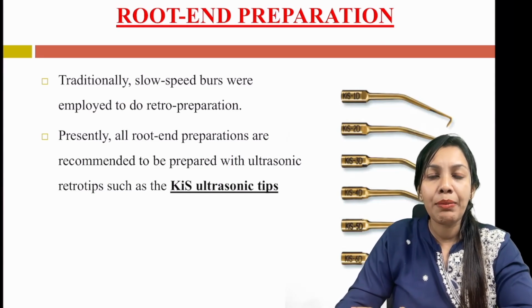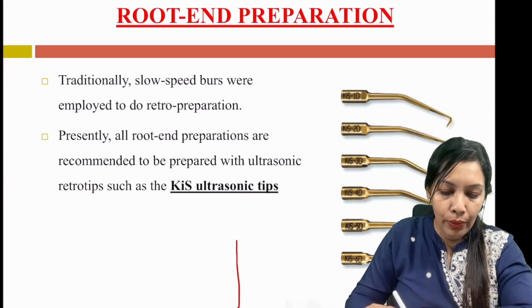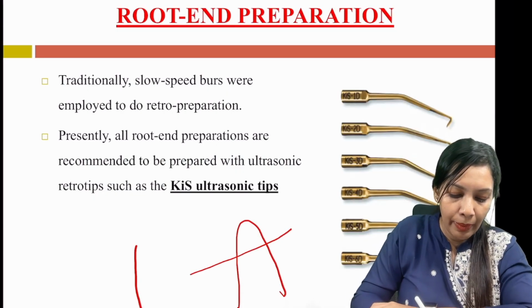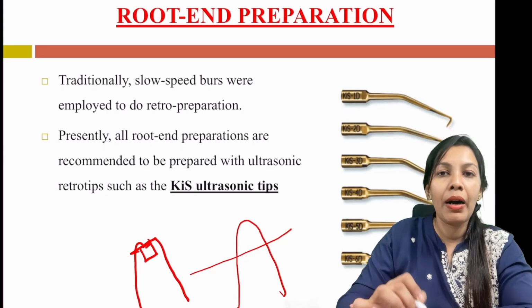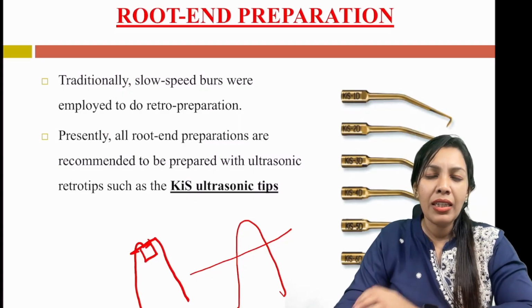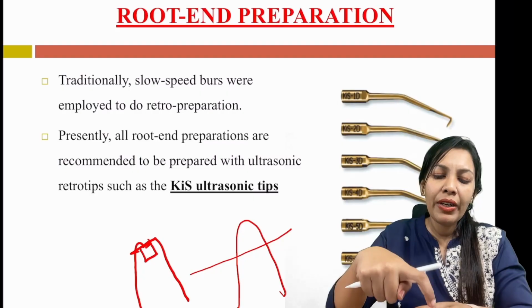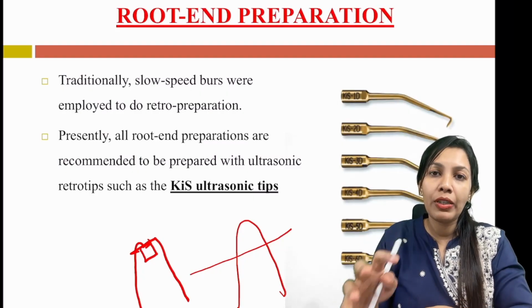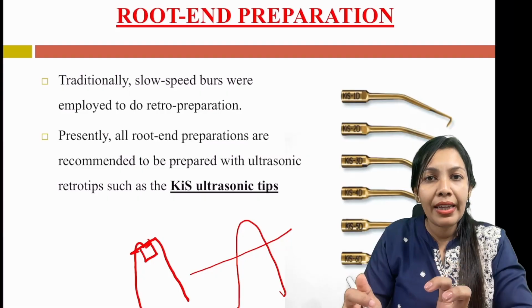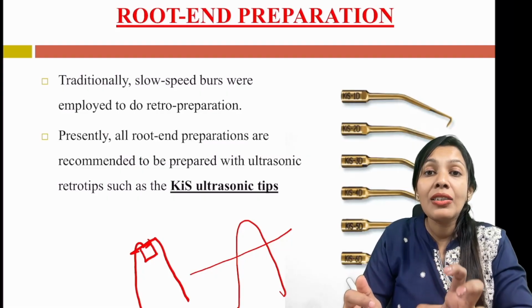In early times, or traditional times, after cutting, we used to use a bur. The problem with the bur is that the root surface is very small, so when we use a bur, a large amount of tooth is removed. In order to prevent that, we started using ultrasonic tips.